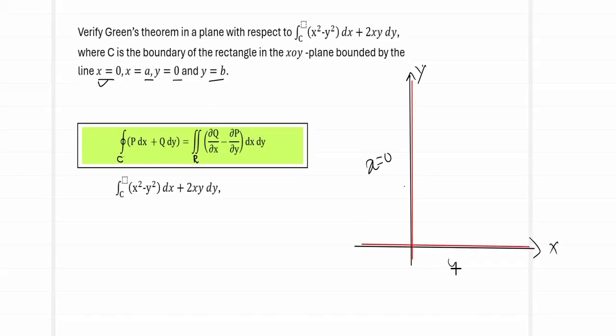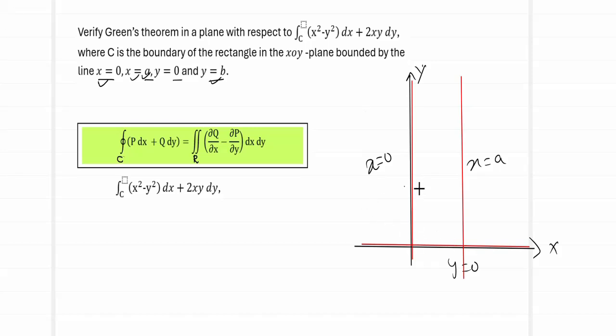Now next comes x equal to a. How is x equal to a? A line parallel to your y-axis. So it is drawn in a similar pattern to your y direction. So this is my line, say x equal to a. So I have got the third line also, and the last one remaining is y equal to b. a and b are different, so don't make it into a square. Let us make it into something that resembles a rectangle in nature.